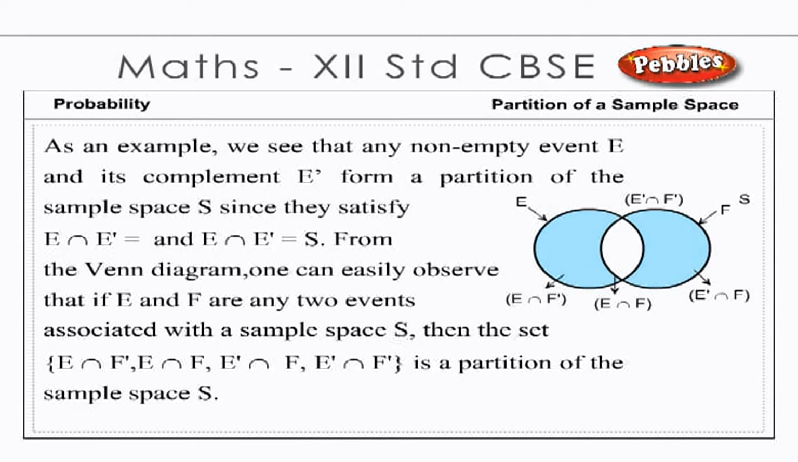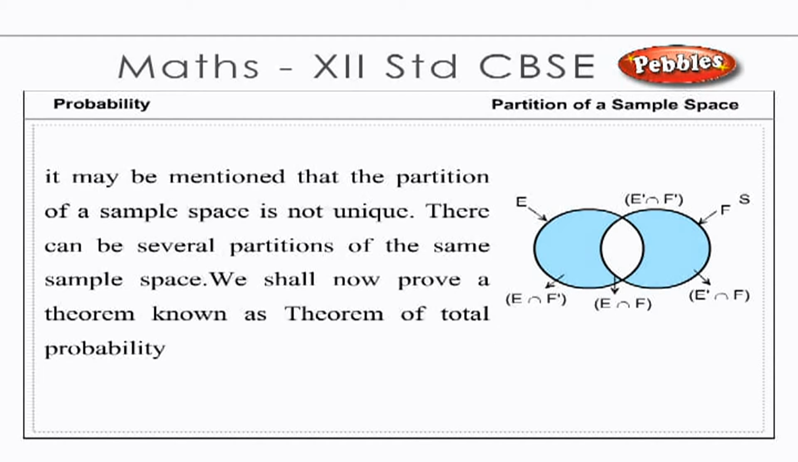As an example, we see that any non-empty event E and its complement E dash form a partition of the sample space S since they satisfy E intersection E dash is equal to phi and E union E dash is equal to S. From the Venn diagram, one can easily observe that if E and F are any two events associated with a sample space S, then the set E intersection F dash, E intersection F, E dash intersection F, E dash intersection F dash is a partition of the sample space S. It may be mentioned that the partition of a sample space is not unique. There can be several partitions of the same sample space.